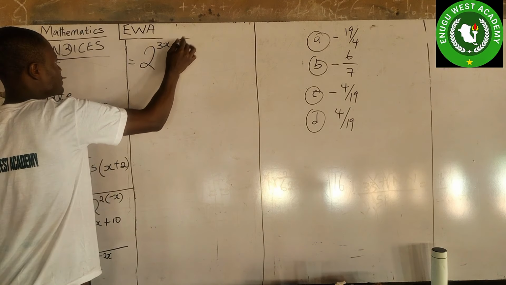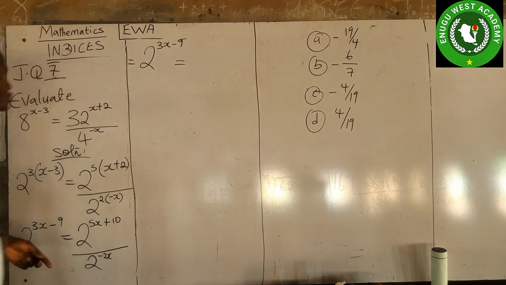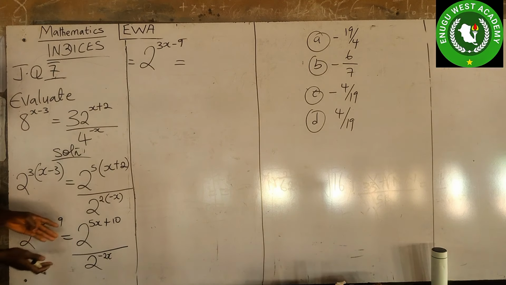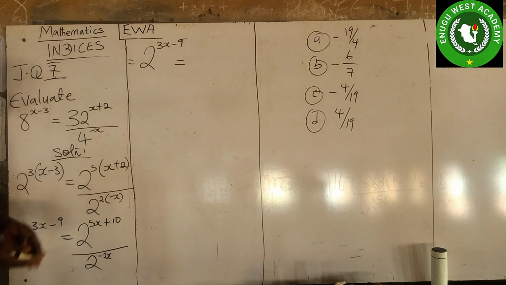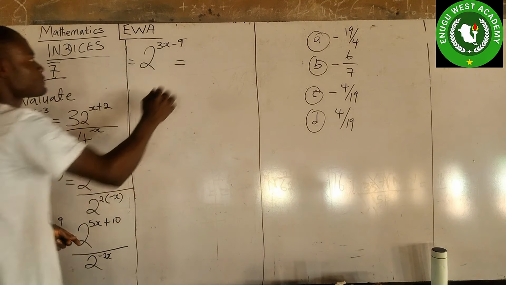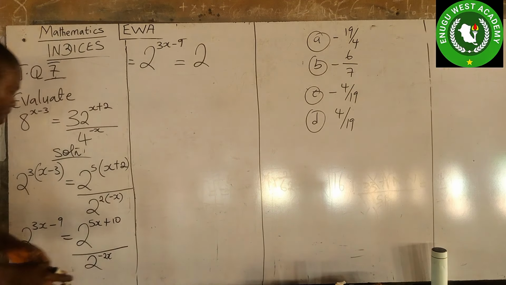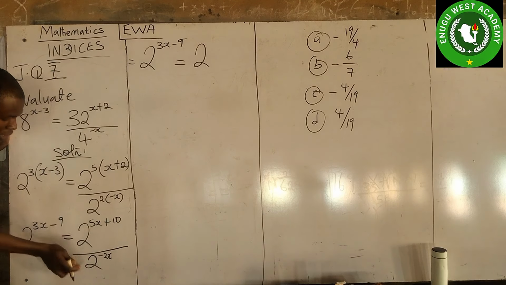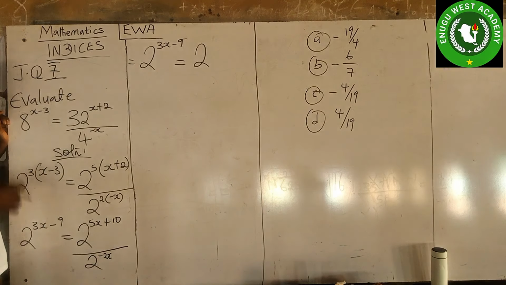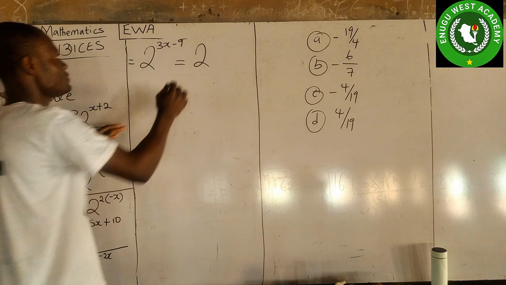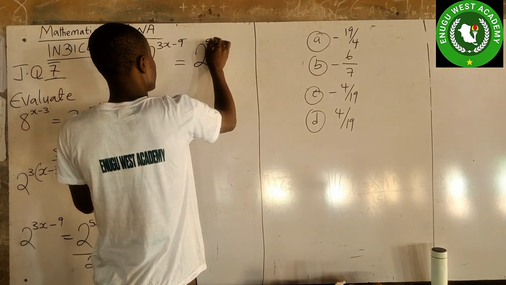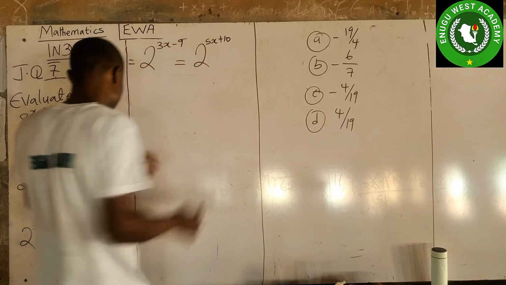3x minus 9, which will be equal to, now do you notice at this side we have 2 and we have 2. Do you remember the laws of indices, the division law? We have 2 and we have 2. What are we going to do? We are going to pick 1, 2. Now what is the first power? The first power is 5x plus 10.